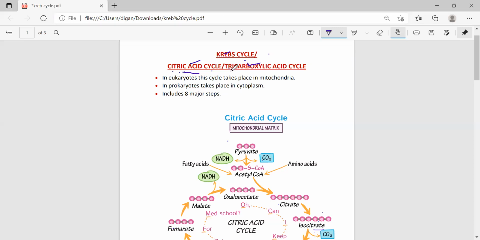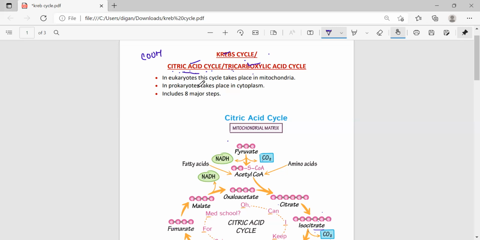And the third name is tricarboxylic acid cycle. The citric acid has three carboxylic groups. Tri means three, carboxylic acid means COOH group. So since citric acid has three COOH, that is carboxylic groups, that's why another name of this cycle is tricarboxylic acid cycle. So this cycle has three names: one is Krebs cycle, second is citric acid cycle, and third is tricarboxylic acid cycle.